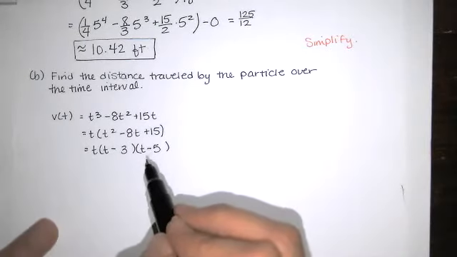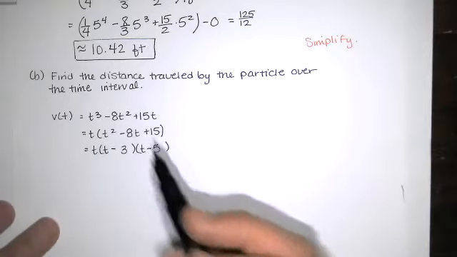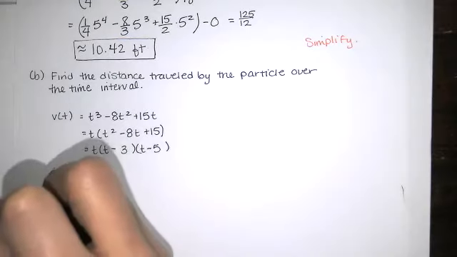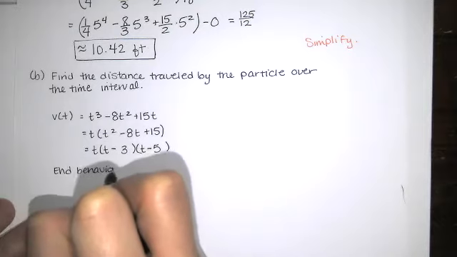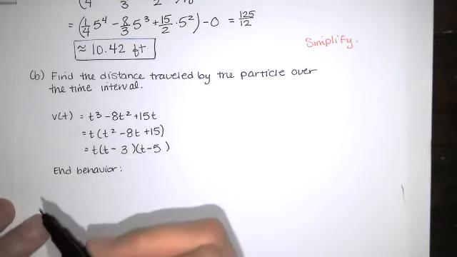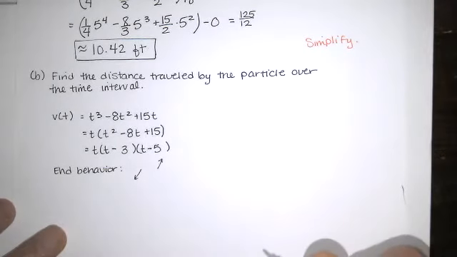So this is our function v of t. It's a cubic polynomial function. So we know the end behavior from pre-calculus. Since the number in front of the t cubed, that's our leading coefficient, is 1, the end behavior looks like that.